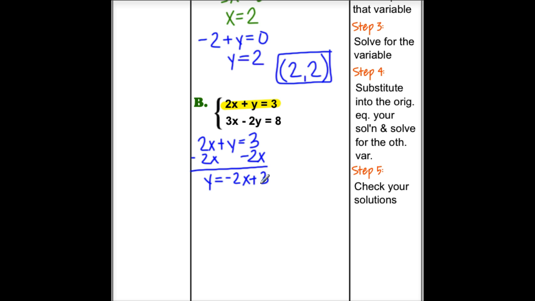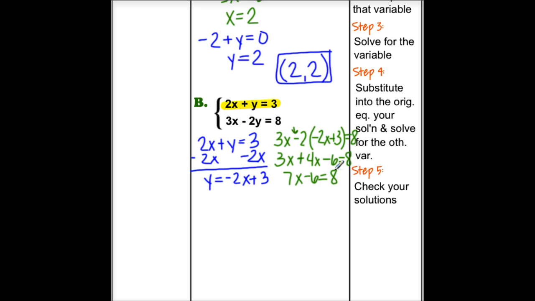So now I'm going to put that into my second equation, and this is why highlighting the one you solve for comes in handy, to make sure you don't plug it back into the original equation. So now I've got 3x minus 2y, where y is negative 2x plus 3, and this is equal to 8. So then I use my distributive property, not forgetting that this negative sticks with the 2. So I have 3x plus 4x minus 6 equal to 8. 3x plus 4x is 7x minus 6 equal to 8.